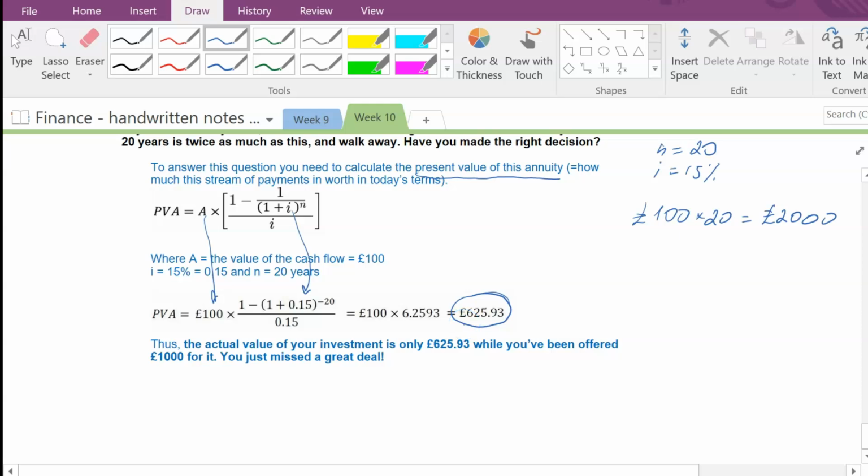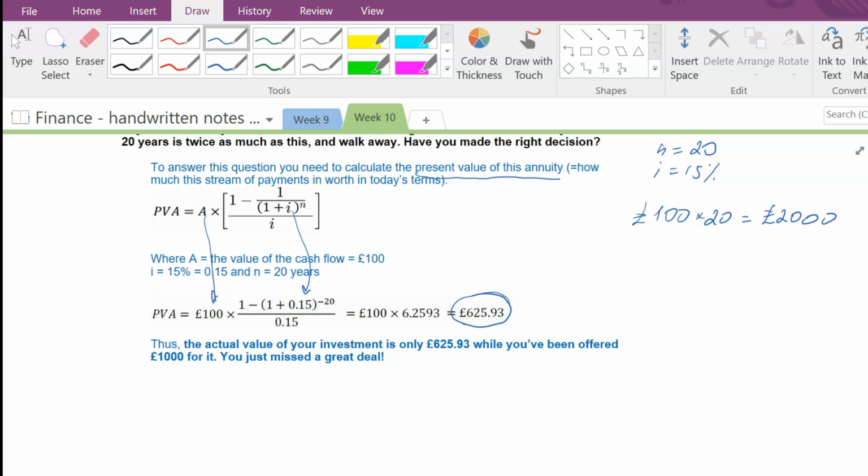Yeah, it's equivalent to 625 pounds. This is how much it's worth. But you've been offered £1,000 for it. You've been offered significantly more than it's actually worth. And you've rejected this offer, which means that you've just missed a good deal. You should have accepted this offer.